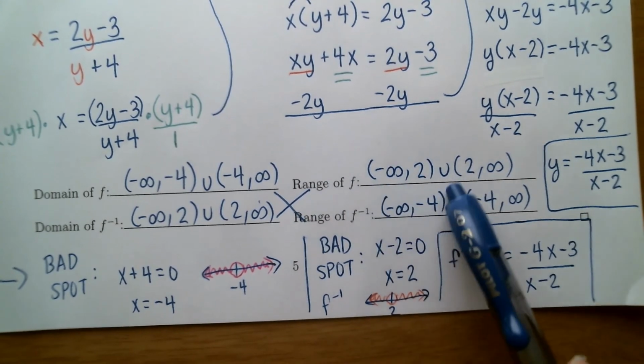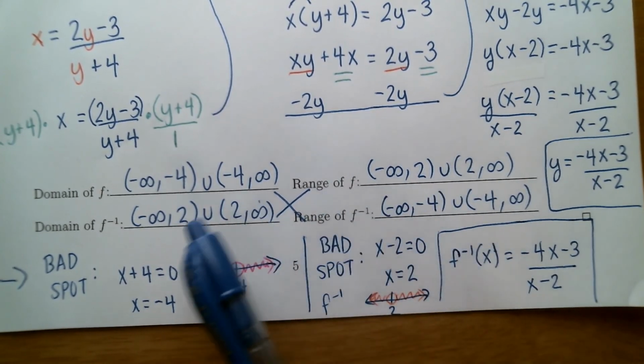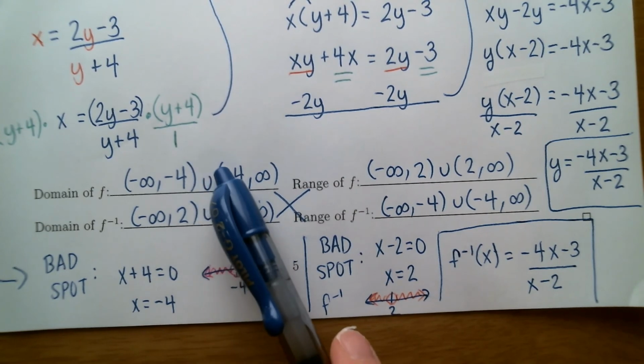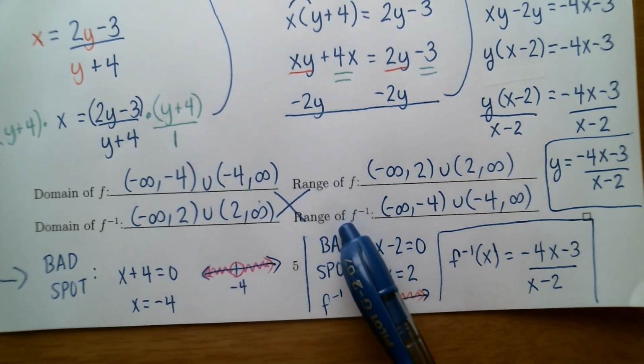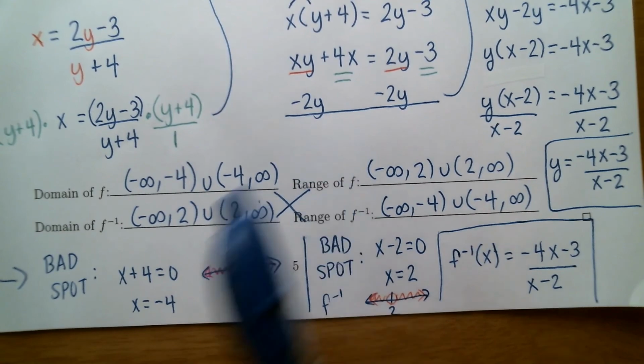And remember, to get the ranges, you don't need to look at the pictures. You just need to remember the property that the domain of the original is the same as the range of the inverse, and the domain of the inverse is the same as the range of the original.